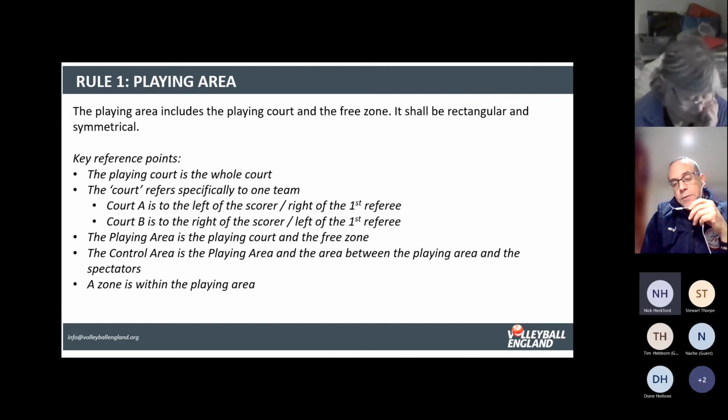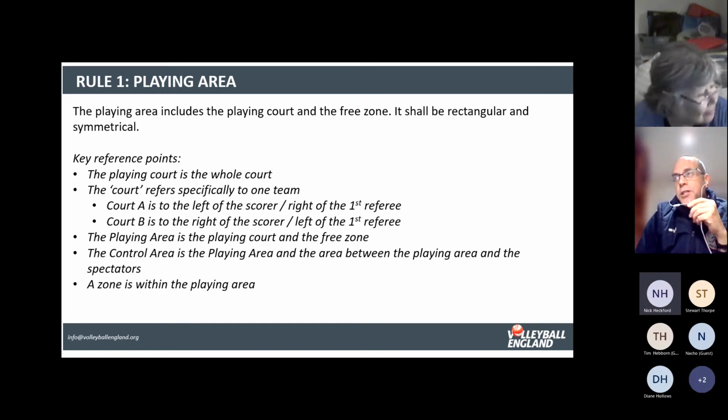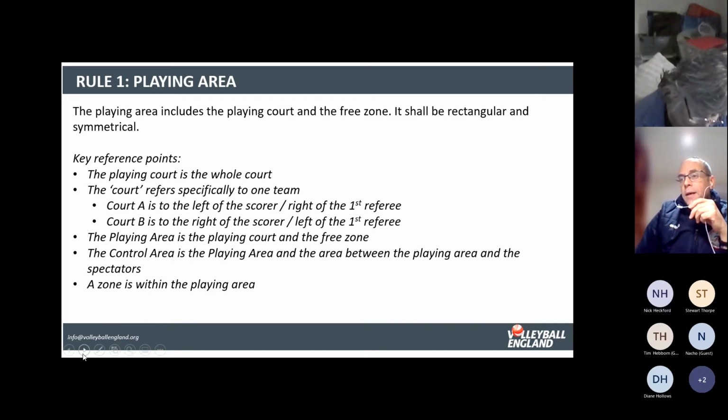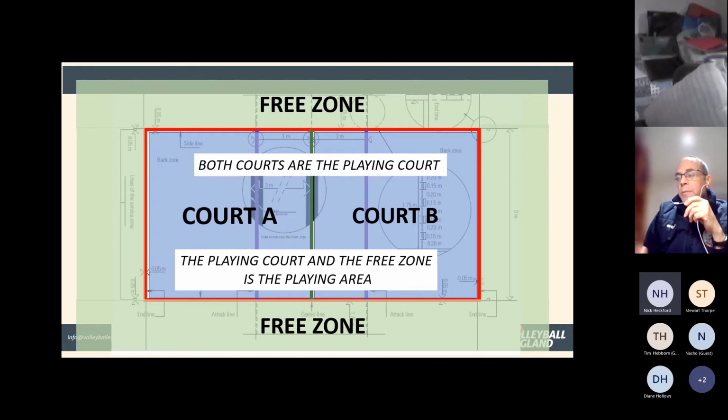And you know that the rules talk about zones and they talk about areas, and a zone is found within the playing area. So the zones only occur with the playing court and the free zone, and areas are more general and either occur outside the playing area, or they refer to the whole of the competition hall. That's just a little bit on the terminology and the definitions of what we're going to talk about here. So when we're looking at a court, we have the court, and it is bounded by an area which is called the free zone. And there we have court A and court B, and both courts are the playing court, and the playing court and the free zone is the playing area. And that is what we're talking about when we say the playing area.